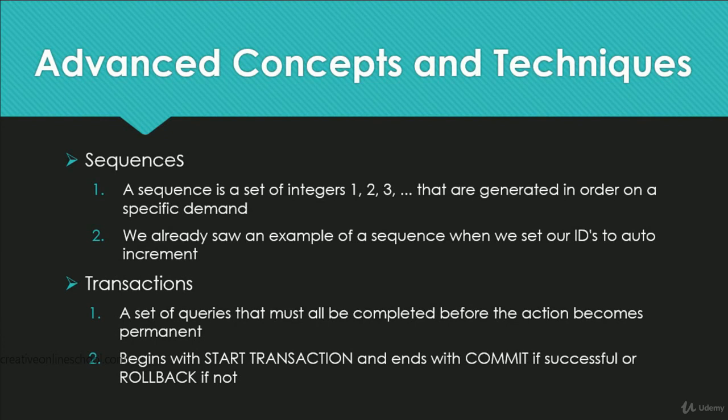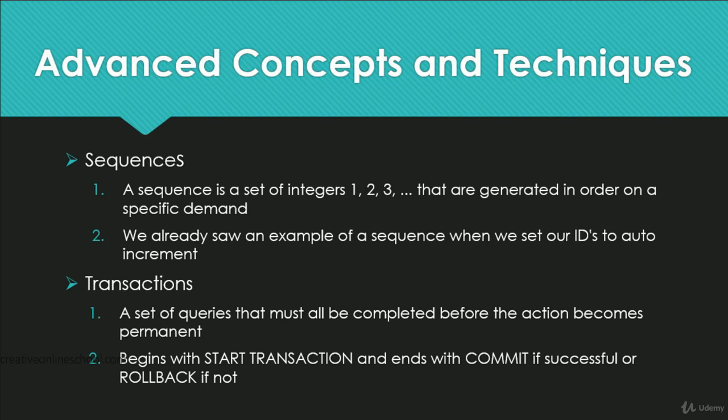A sequence is a set of integers, such as 1, 2, 3, that are generated in order on demand. We already saw an example of sequences when we set our IDs to auto-increment in our tables. They go up by 1 automatically. That is, in fact, the most common type of sequence.